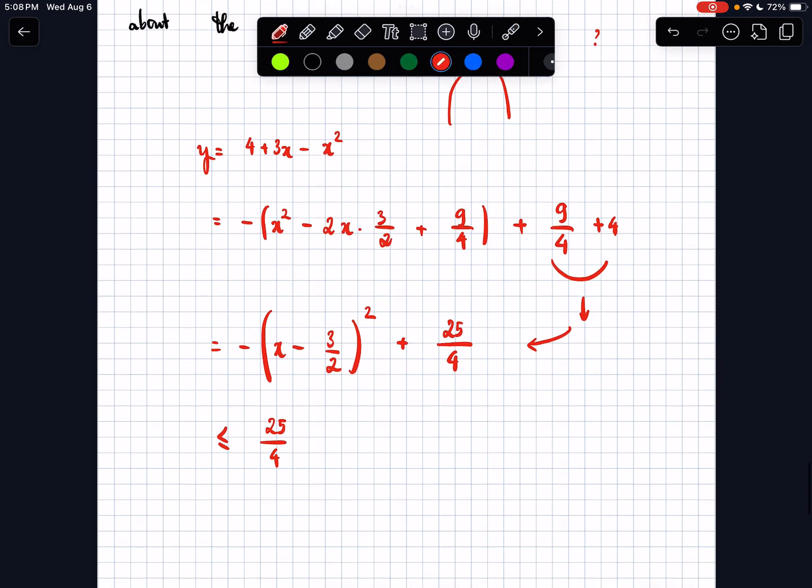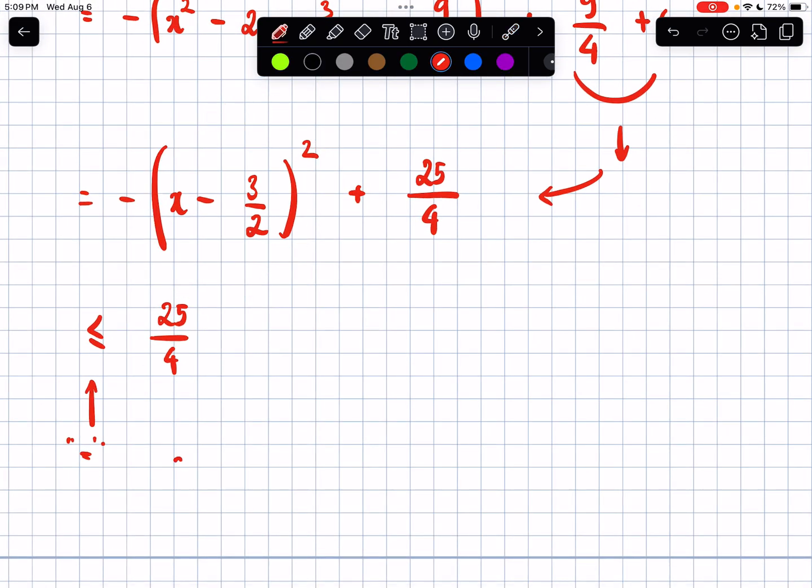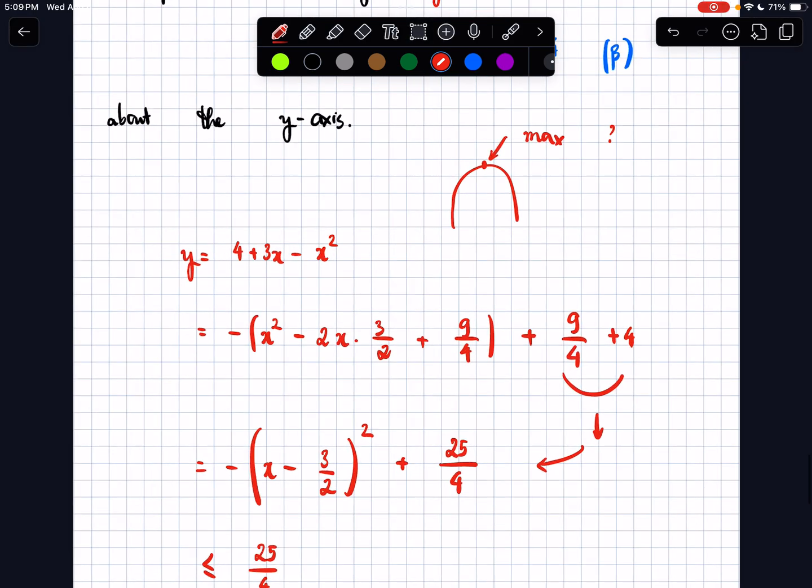And the equality happens when this is 0, which means when x equals 3 divided by 2. So this maximum point has coordinates 3 divided by 2 and 25 divided by 4. So here would be 1.5. So let's pick 2 points that are symmetric, 1 point here and 1 point there.